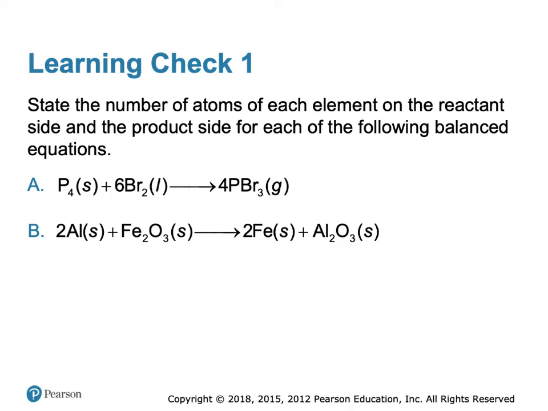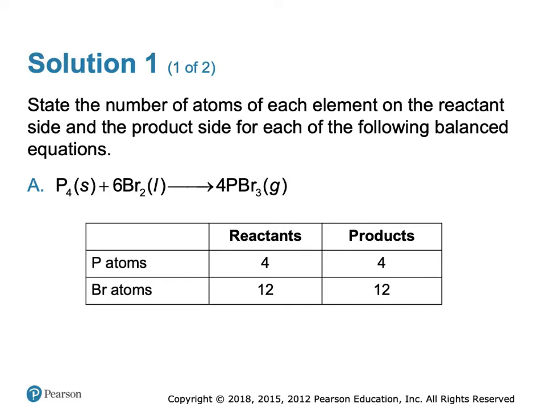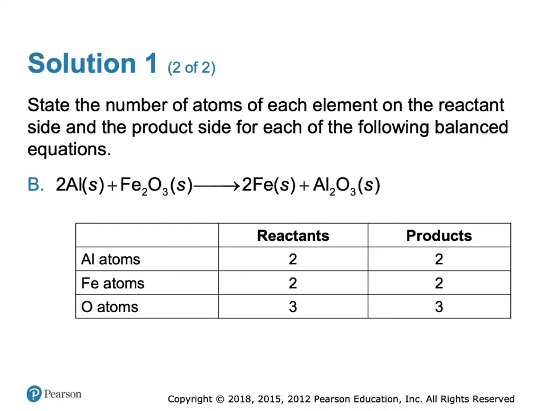State the number of atoms of each element on the reactant side and the product side for each of the following balanced equations. So pause your video and write down your answer. So that you can see we have 4 phosphorus atoms on the reactant side and 4 phosphorus atoms on the product side. And we have 12 bromine atoms on the reactant side. It's 6 times 2. And then 12 atoms, 4 times 3 on the product side. For this reaction here, there are 2 aluminum atoms on the reactants and product side, 2 iron atoms on the reactants and product side, and 3 oxygen atoms on the reactants and product side.